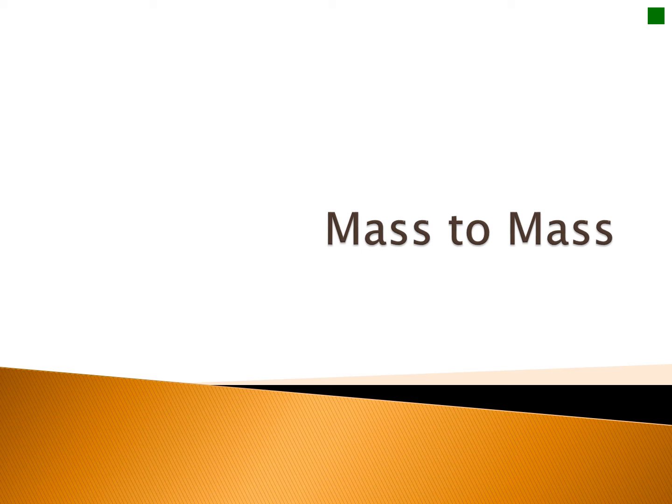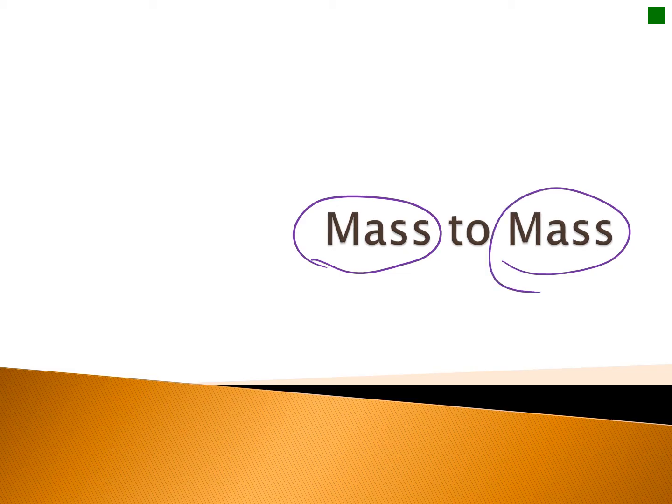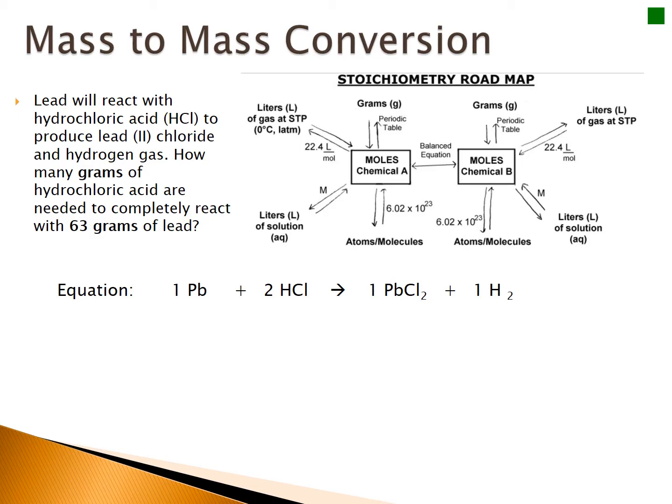All right, this recording is going to be about how do you get from a mass of one substance to a mass of another substance in a balanced chemical equation. So once again, we're going to be using this Stoich map. I'm going to read the equation, put the information that I know above my balanced equation, and then try to use the map to solve the problem.